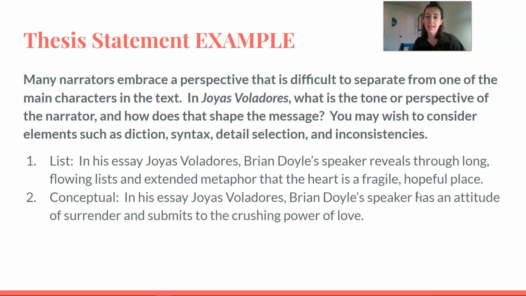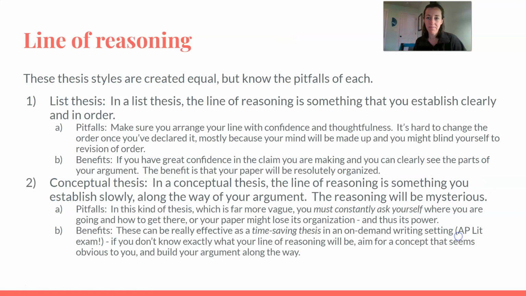The consistent group thing that we can always work on, all of us, me too, every writer, is the arrangement of ideas for their maximum power, and that is line of reasoning. So we're going to where those things rest, which is in the thesis statement. In the thesis statement, you will plant the seed for your line of reasoning. They are created equal. You can choose either way, but it's good to know the pitfalls and the benefits of each. So in a list thesis, the line of reasoning is something you clearly establish.